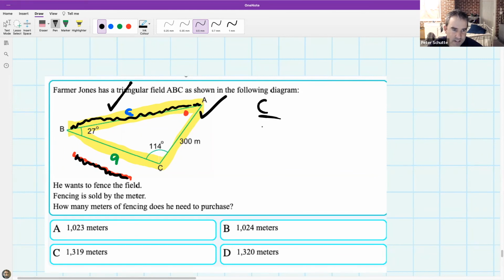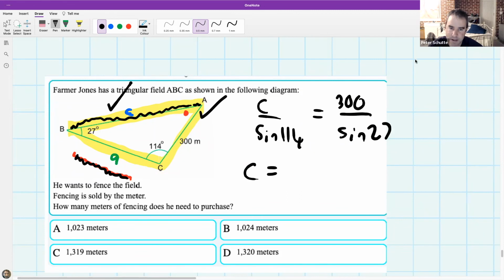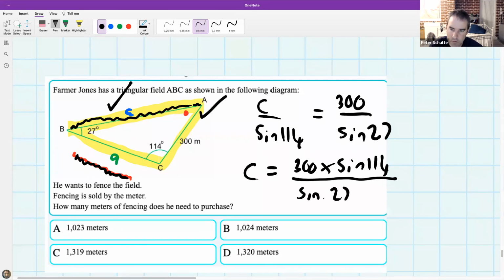So to find C, I'm going to say that C is equal to 300 over the sine of 27. And so in my next step, I should be able to get C by typing this into my calculator. But that still doesn't solve the question, because I don't just need the length of the one side, I need the length of the whole way around. So there's still more work to be done. But I will share with you what I get for the first bit.